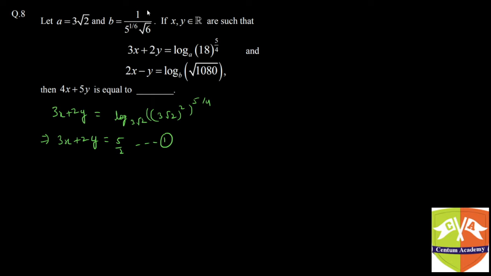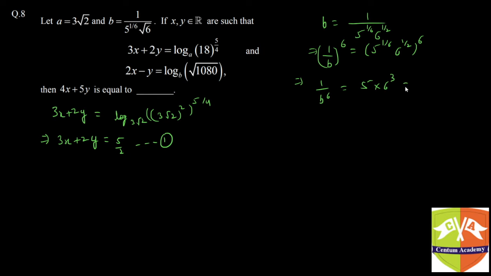Similarly, what is the relation between b and this 1080? So suppose if I imagine the number b is 1 upon 5 raised to the power 1 by 6 and 6 power half. If I find 1 by b, it will be 5 raised to the power 1 by 6 and 6 power half. If I want to make it a completely integer, I will have to take power of 6. So my 1 by b raised to the power 6 is nothing but this is 5 times 6 cube, and you will find that 5 times 216 is nothing but 1080. So this whole number is nothing but 1 by b power 6, and there is a square root also.